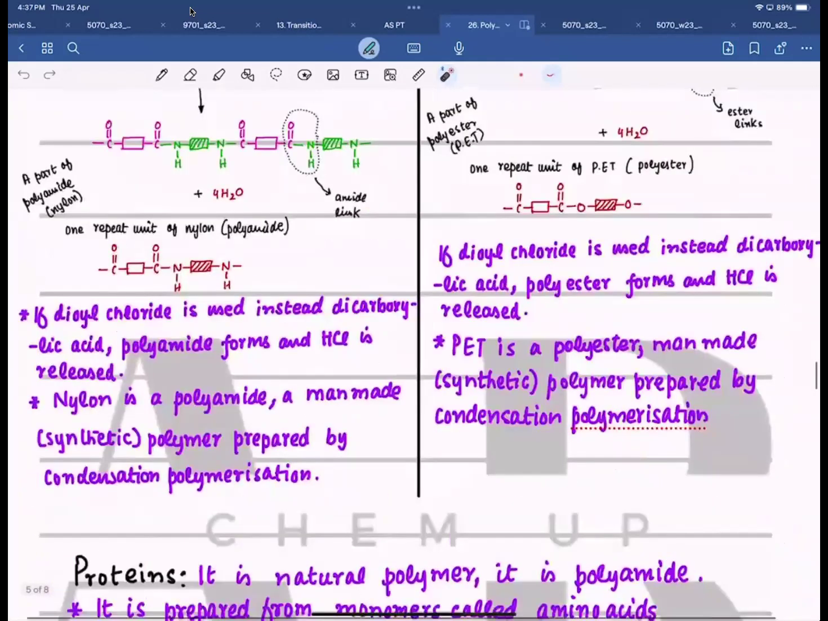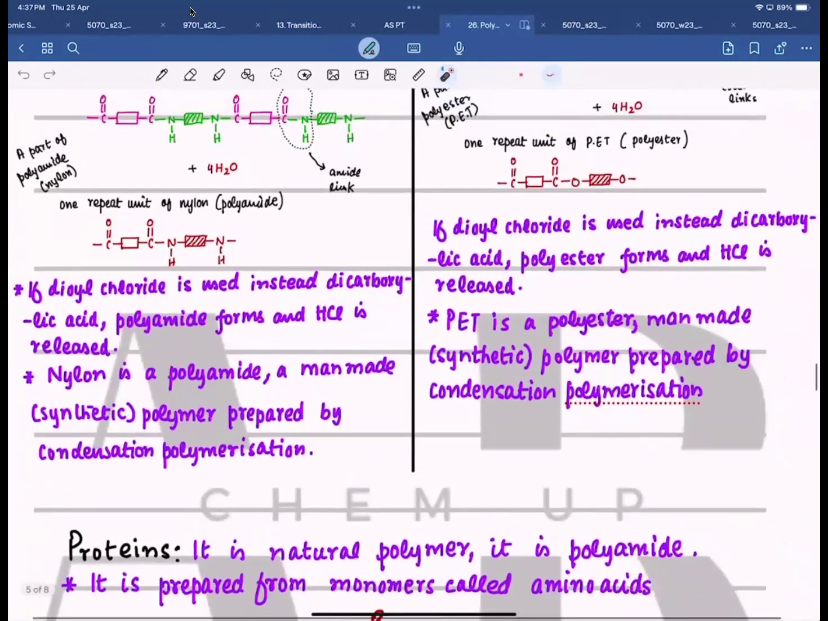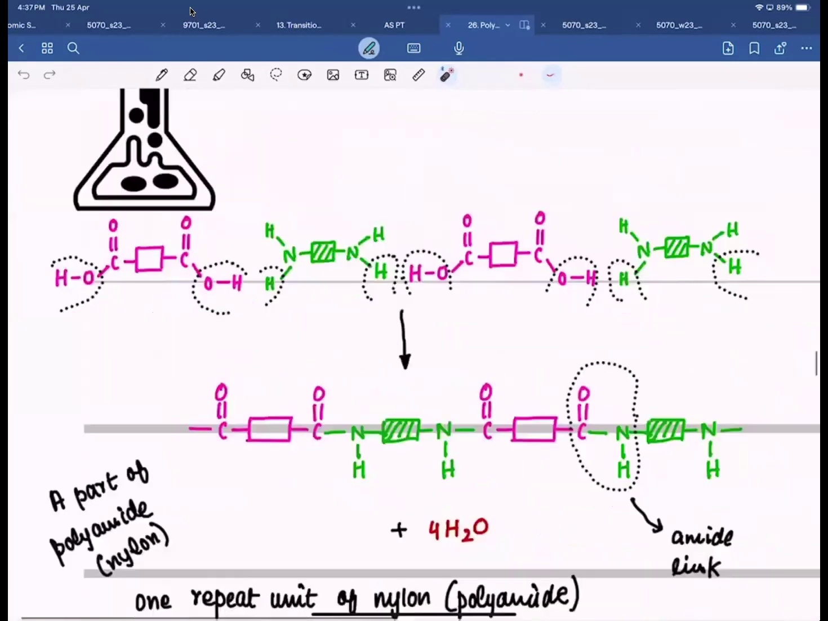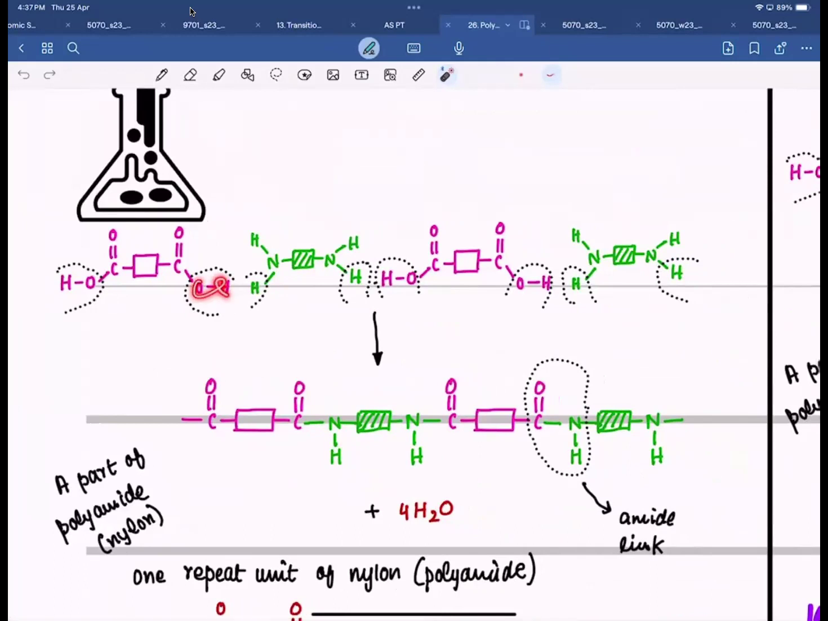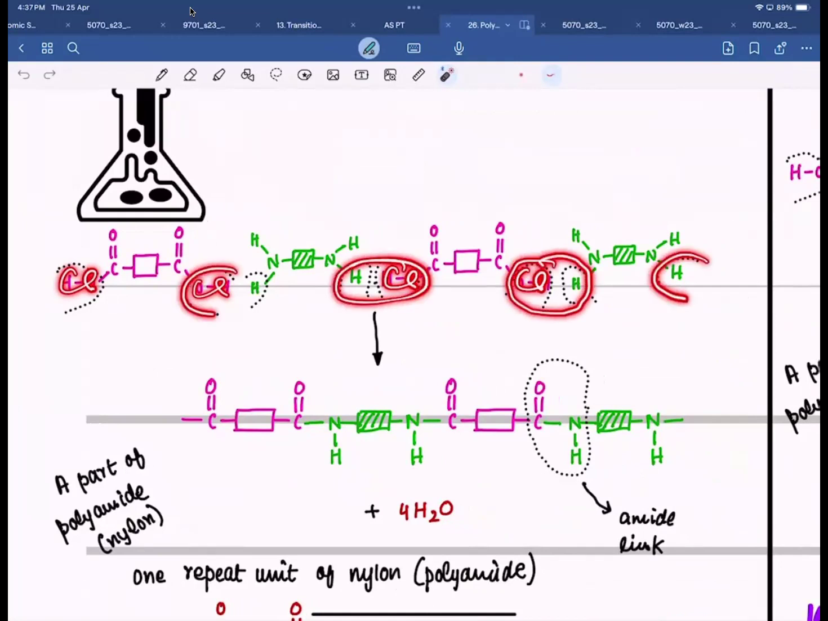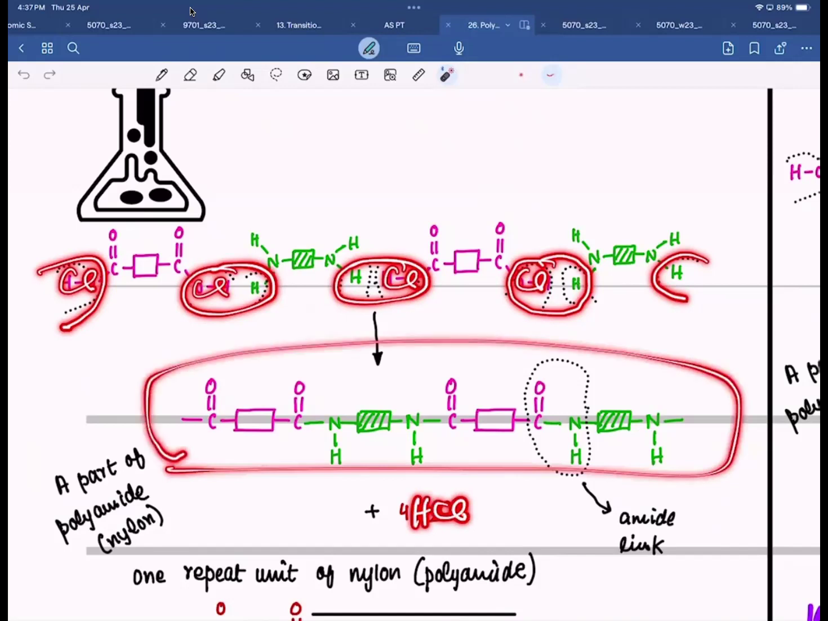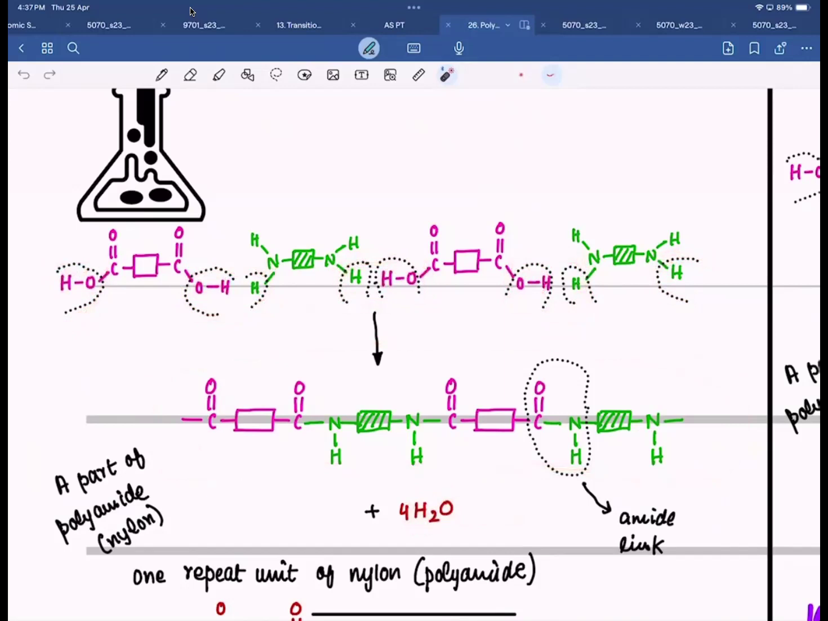Yes, sir. Okay. See, if instead of carboxylic acid, you use di-oil chloride, then the chlorine is the one which is removed, right? So instead of water, we get HCl. So again, it's a condensation polymerization because a large molecule, a polymer, is formed and small molecules are released. So it depends which small molecule is released, either HCl or water. Okay.